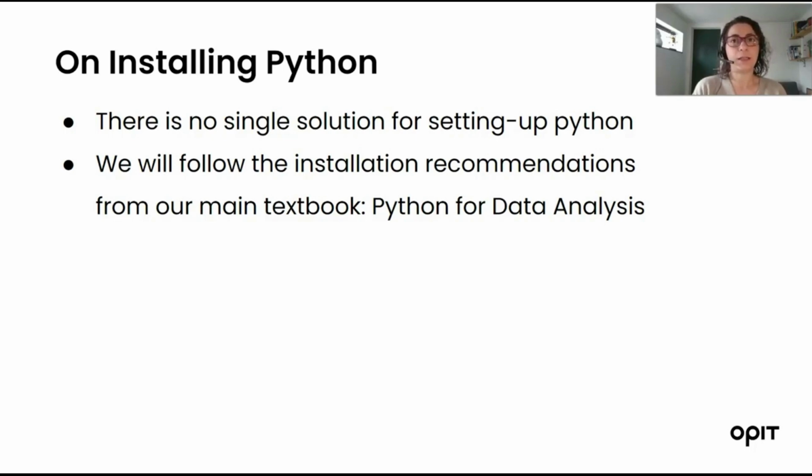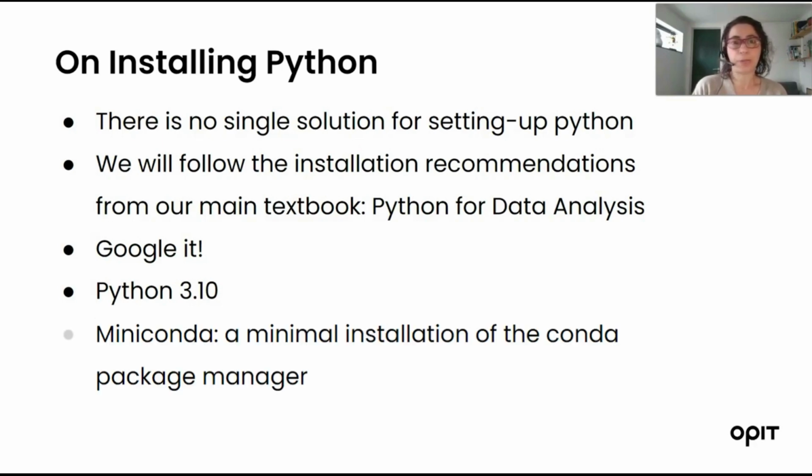This is particularly relevant for Linux users who might want to consider a different installation setup to the one proposed here. In general, setting up Python should be a relatively easy task, where usually Google can offer valuable help, so don't hesitate to use it. In this course, we will be working with Python version 3.10, so even though you have Python installed on your machine, make sure that it is Python 3.10.